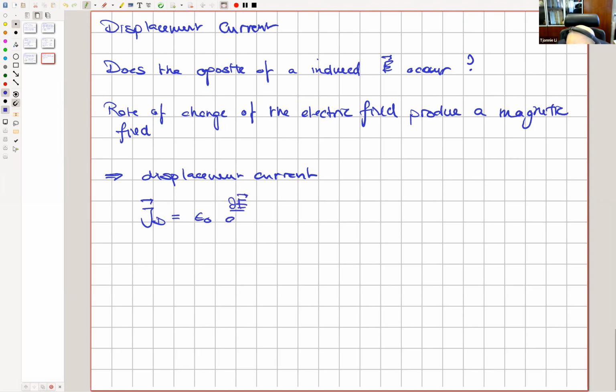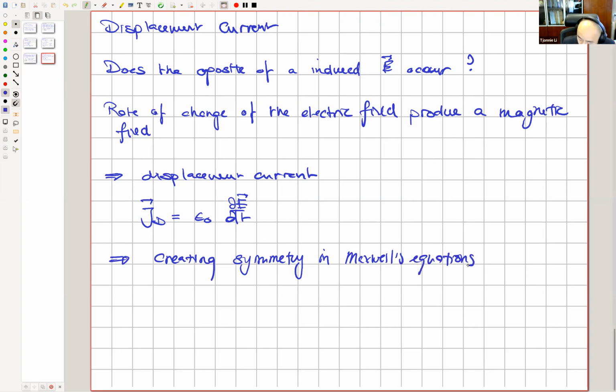So if I introduce a so-called displacement current, we can actually end up with a more consistent set. This kind of ends up creating symmetry in Maxwell's equations. And we also see it for the conservation of charge.